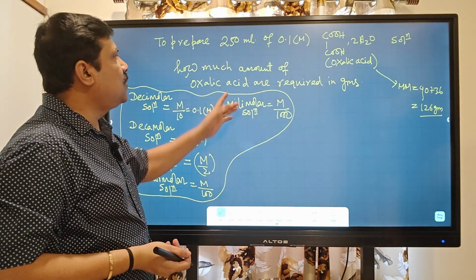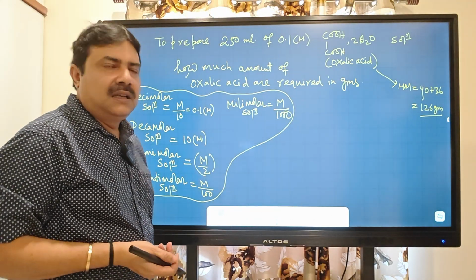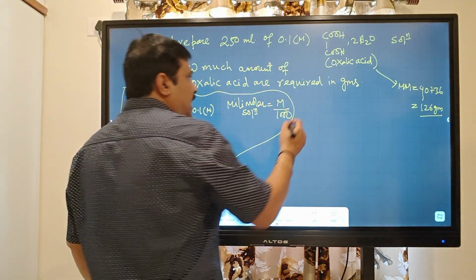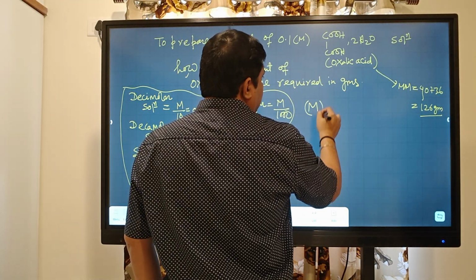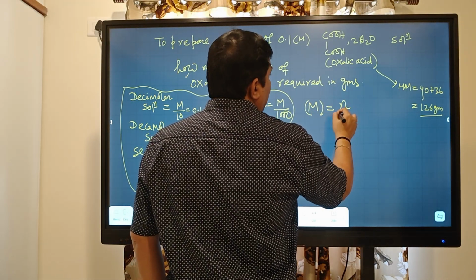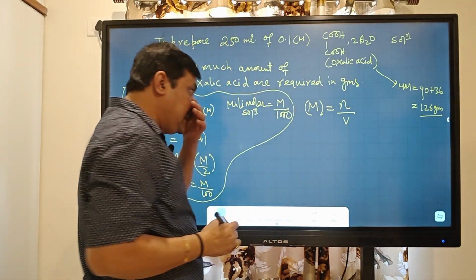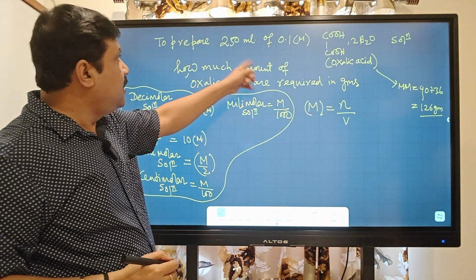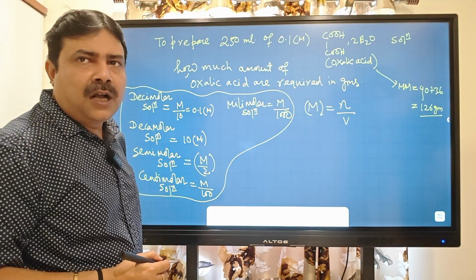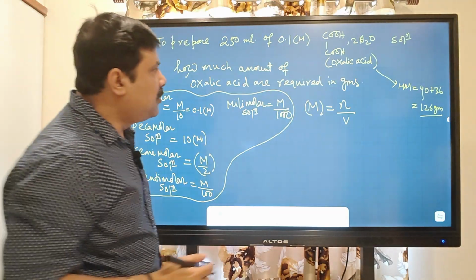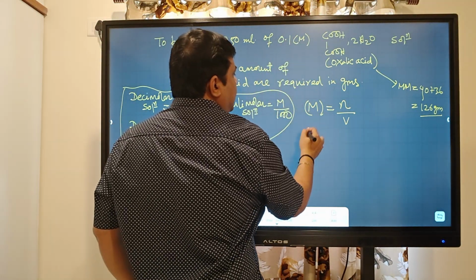How much oxalic acid is required? Now that I have the molarity, we will use the basic method. Molarity equals the number of moles of solute divided by the volume of solution in liters. Molarity and volume of the solution are provided. I will first find the number of moles of oxalic acid required.